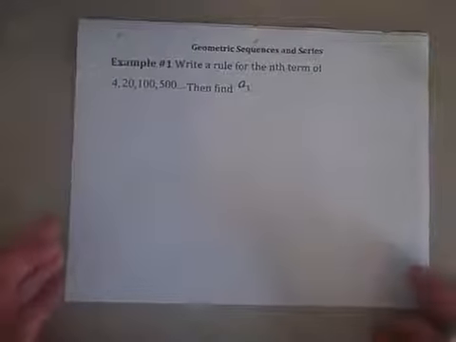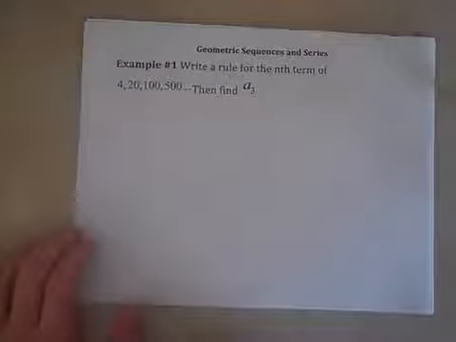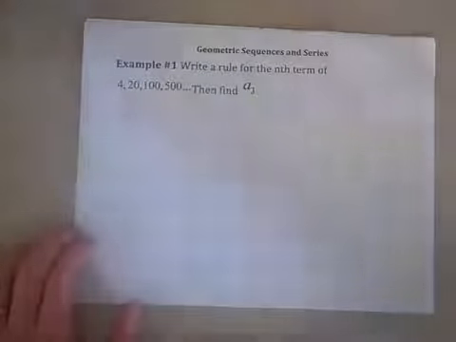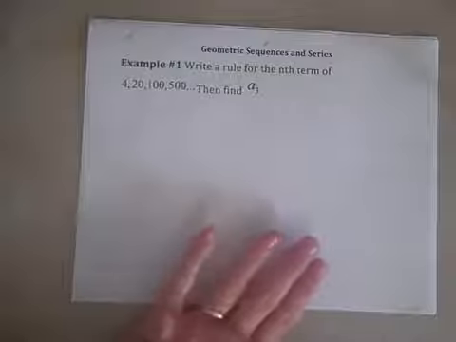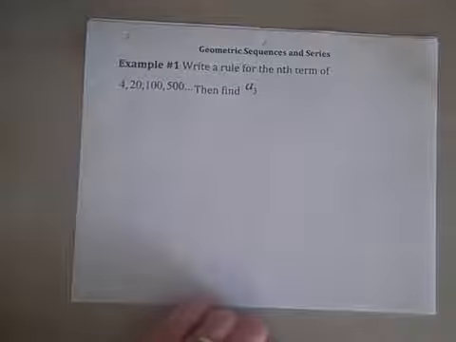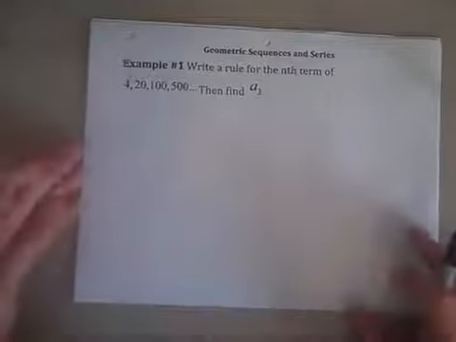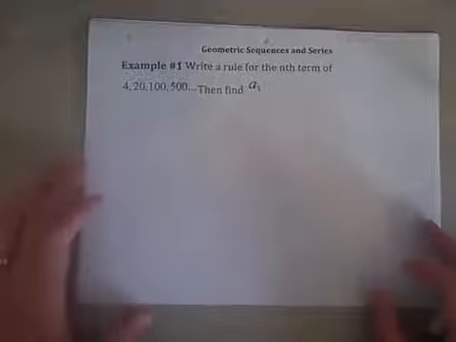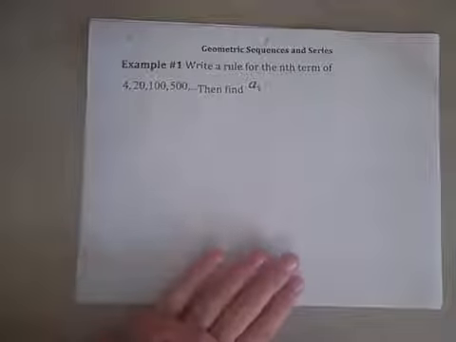Alright, today we're looking at geometric sequences and series. And I assume now you're in the habit of reading over the notes that precede example number 1, and you're also in the habit of pausing. Alright, here we go. Find a rule for the nth term of 4, 20, 100, 500, ... Then find the third term.